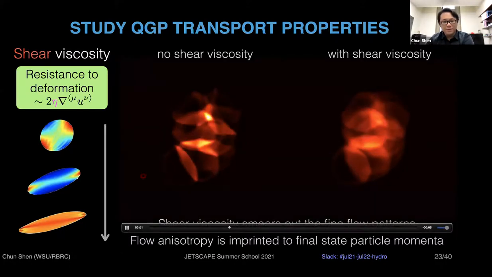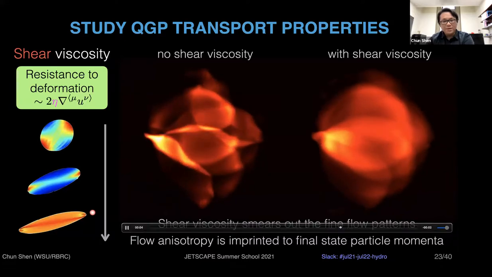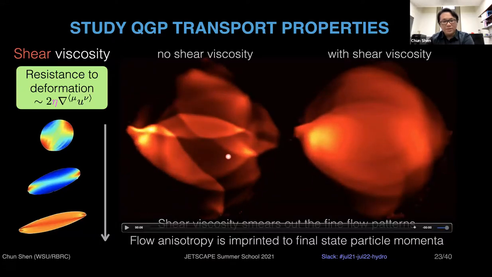So if we evolve the system through hydrodynamics, you can see that the system has more fine features if you run the simulation with no viscosity. Whereas with a finite shear viscosity, you can see that the system's energy density distribution becomes more homogeneous. This connects to our intuition that shear viscosity tries to smear out the differences of the system in the transverse plane.